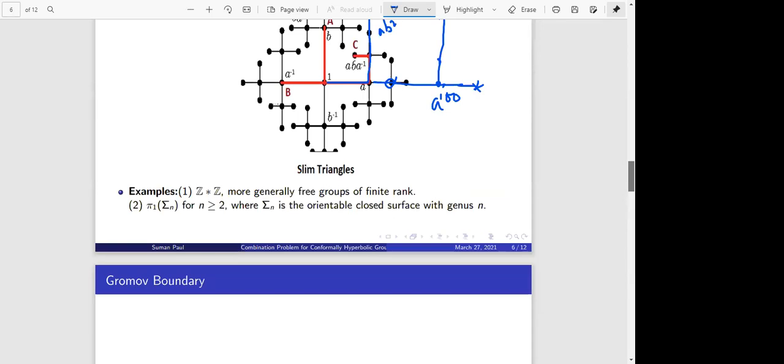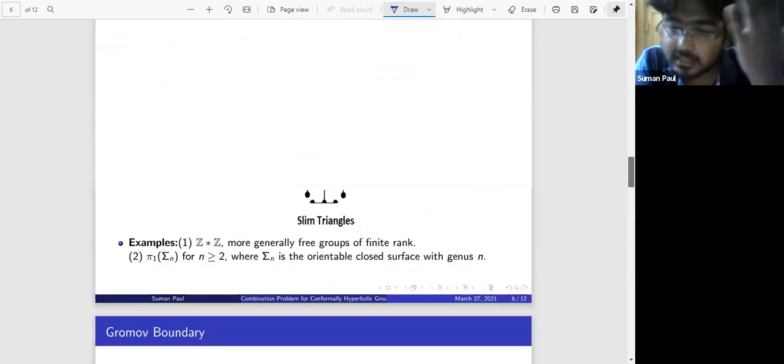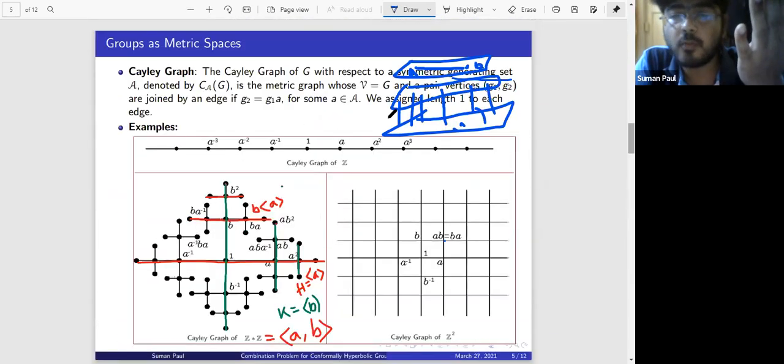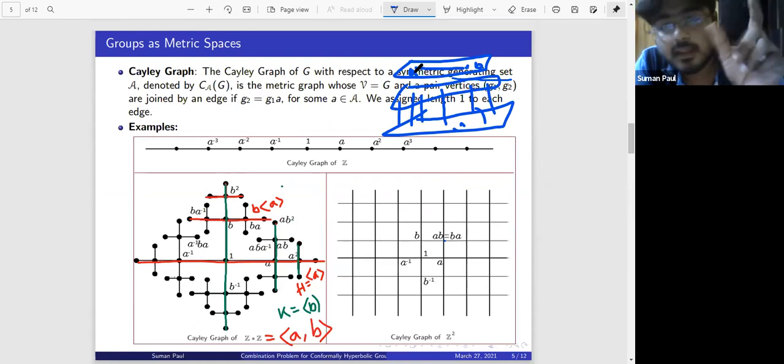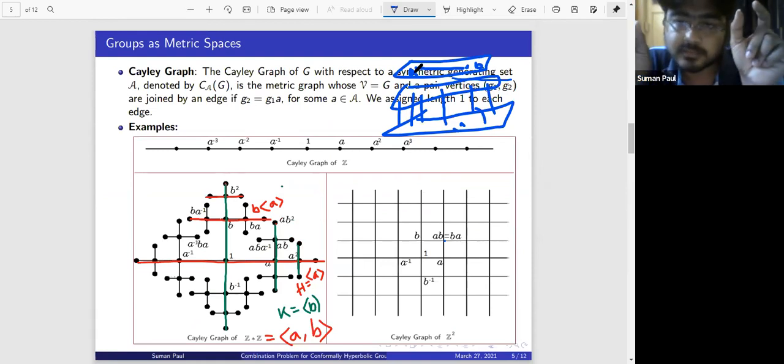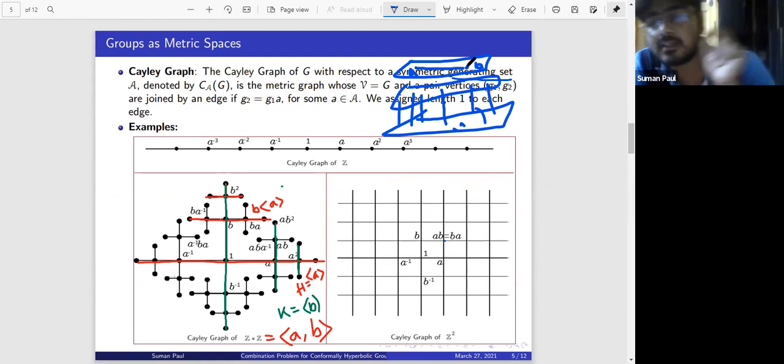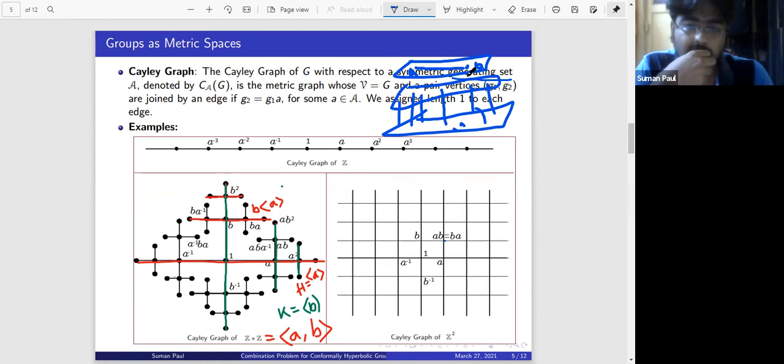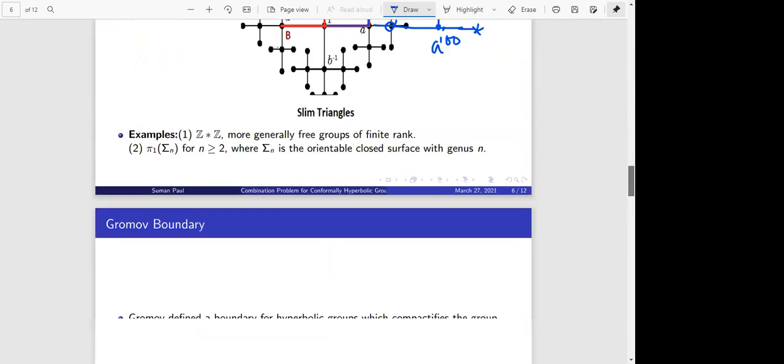That's why if it is at the nth level and two points are far away, then they get closer. If the distance between them is 2 to the power n in this plane, then in the new space the distance will be 1. Is it clear now? Yes, a little bit clear.